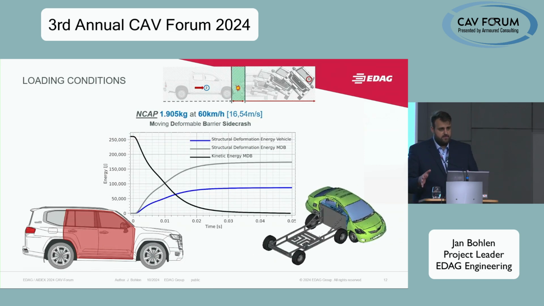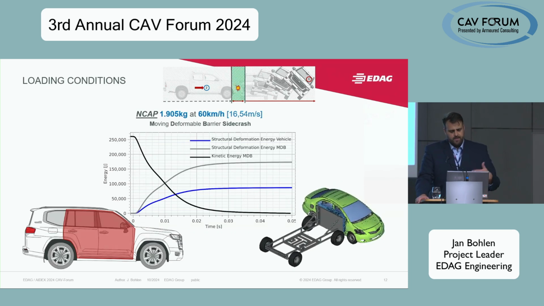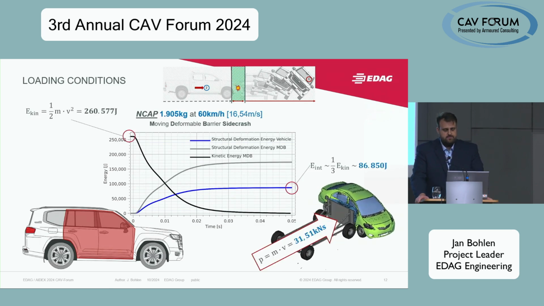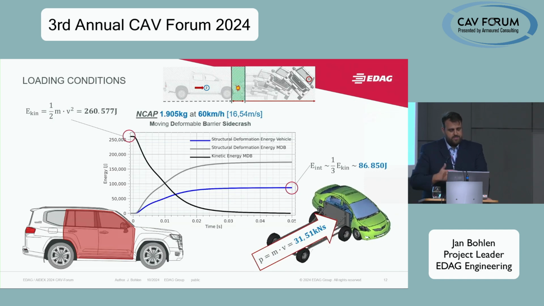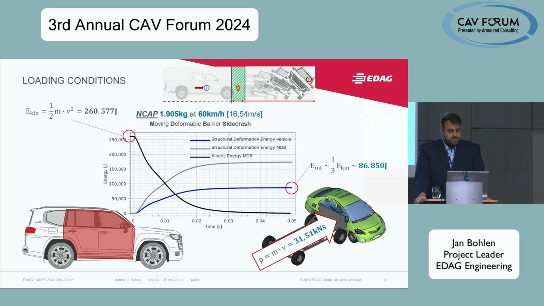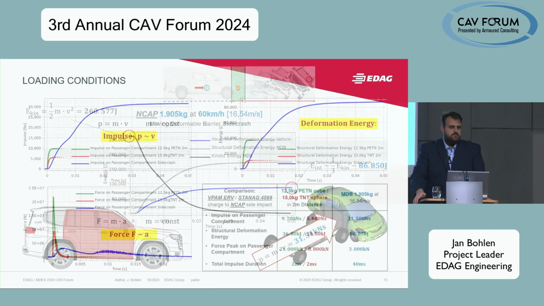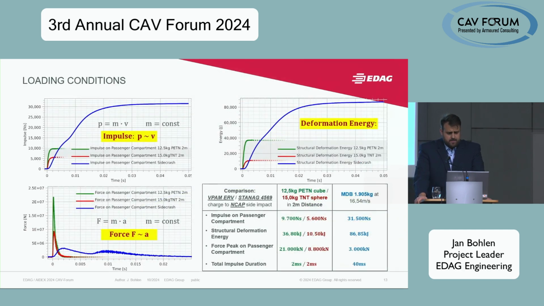Next up to compare with is the crash scenario. As said, we are taking the NCAP crash scenario of 1.9 tons driven at a velocity of 60 kilometers an hour. That gives us a kinetic energy that has to be transformed into deformation energy of around 87 kilojoule, since around 1/3 of this kinetic energy of the deformable area is later transferred to the vehicle and into the construction of the vehicle.